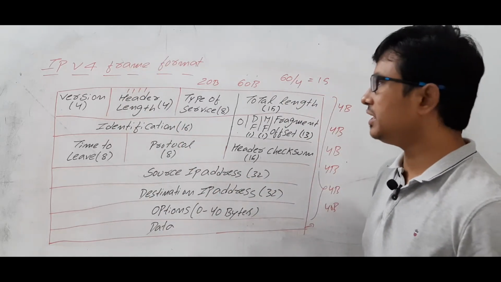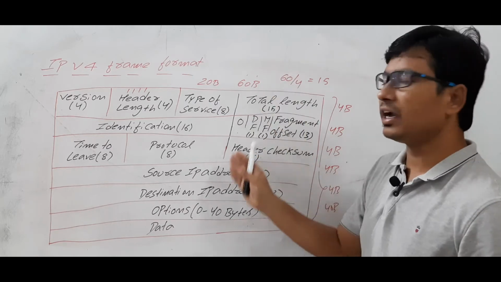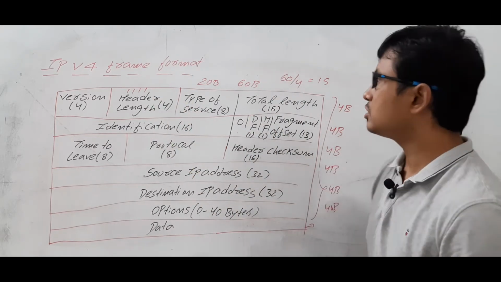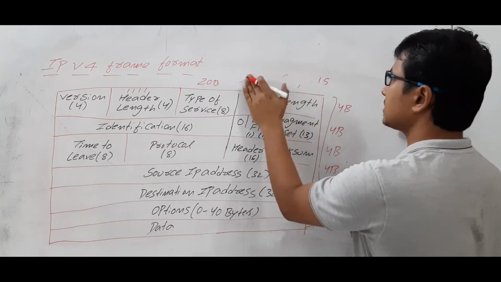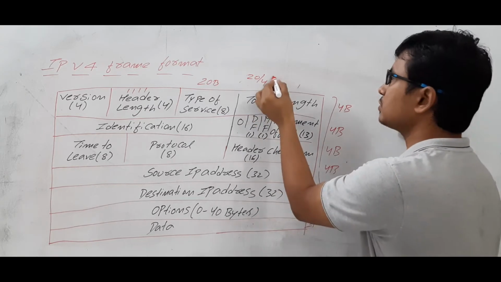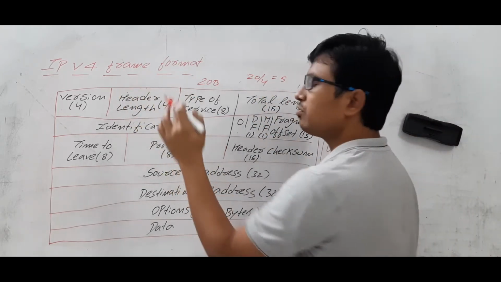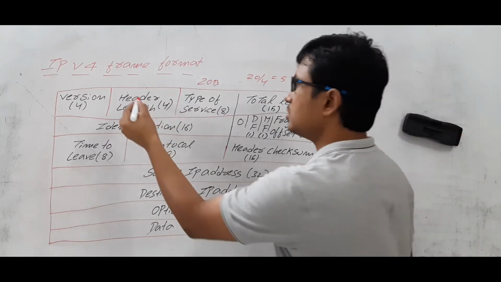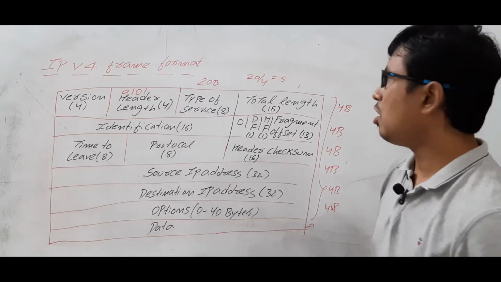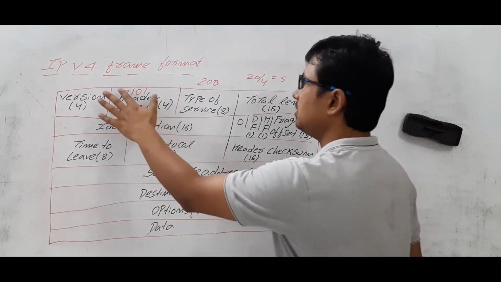So meaning is that whatever the actual length of the header, that header you will divide by 4 and then you will represent in the header length. Suppose if it is 20 bytes. Okay, 20 by 4 is how much? Is 5. So the header length will be 5 here. What is the 4-bit representation for 5? 0, 1, 0, 1. So always you will divide by 4 and then you will represent in the header length field.